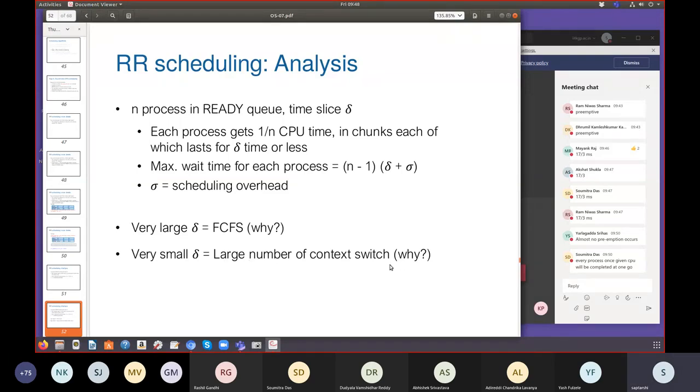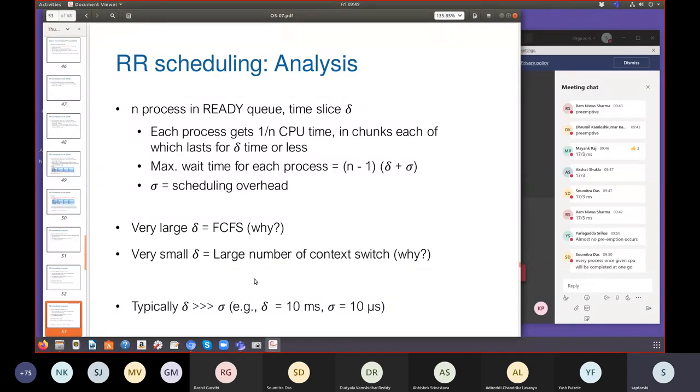then there is a large number of context switches, which is again not desirable because context switch is overhead. The state of one process has to be saved, the state of another process has to be loaded, and so on. These are all overhead, so we do not want too many context switches. Therefore there are disadvantages of both very large delta and very small delta. So delta is chosen through years and years of experience, and it is somewhere between 10 and 100 milliseconds.